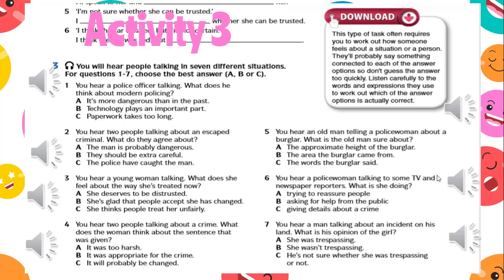Alright, now it's time for you to read the instruction of activity 3. You will hear people talking in 7 different situations. For questions 1 to 7, choose the best answer, A, B, or C. And now, read the questions again.